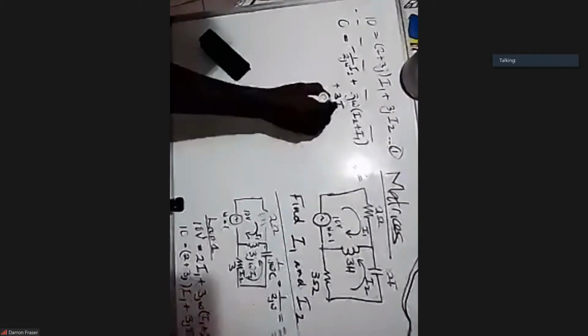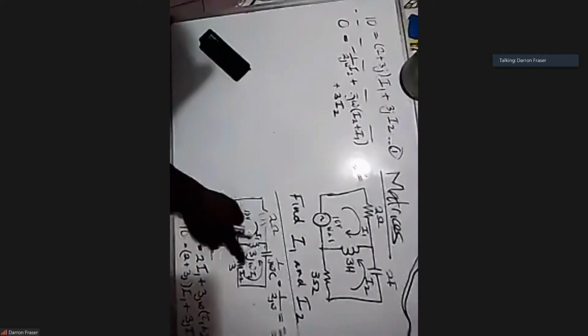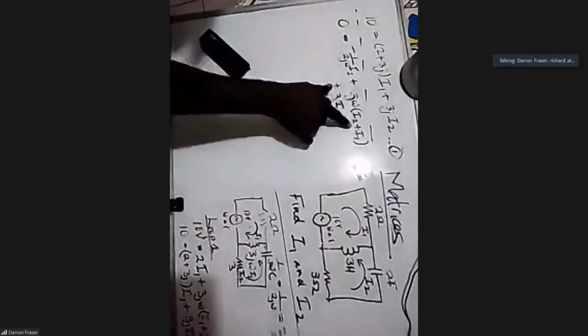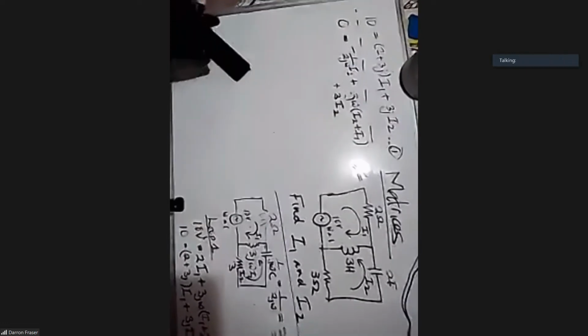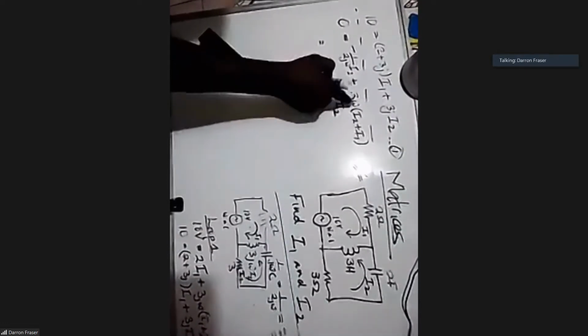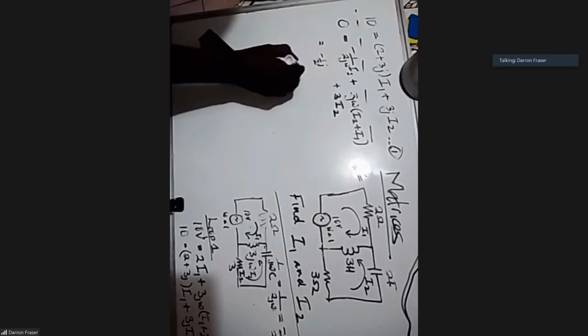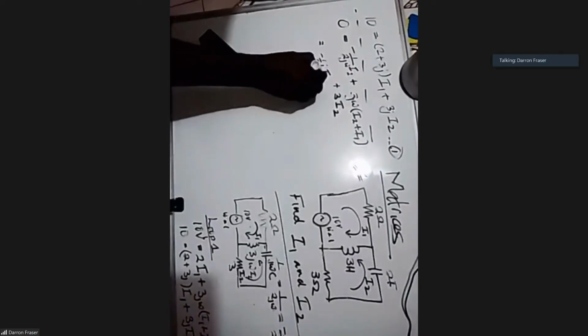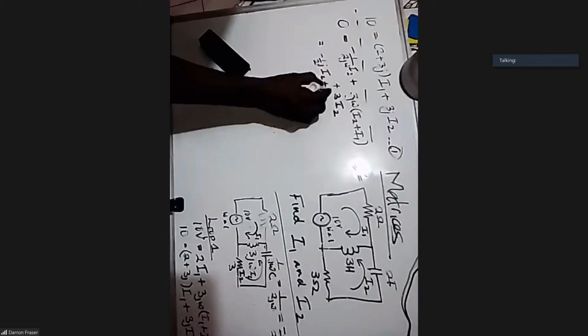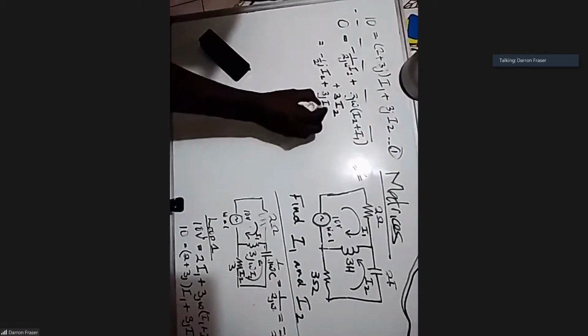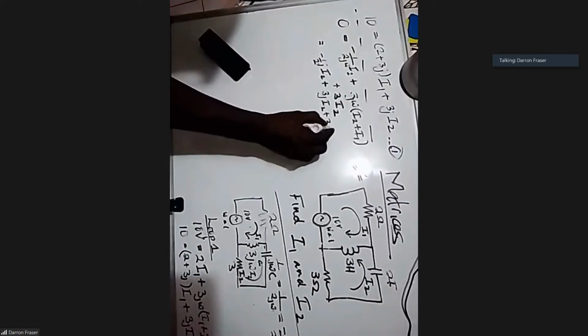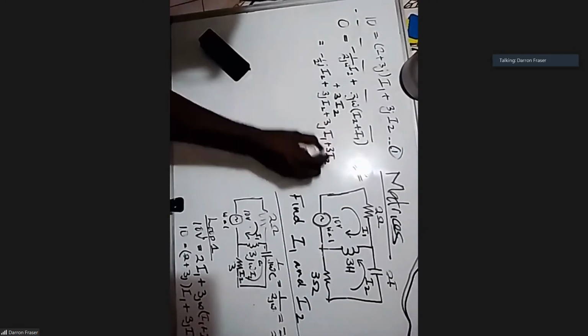3 I2, J omega, and this for the inductor. So capacitor, inductor, resistor. Omega is equal to 1. So this is going to be minus a half J I2 plus 3J I2 plus 3J I1 plus 3 I2.